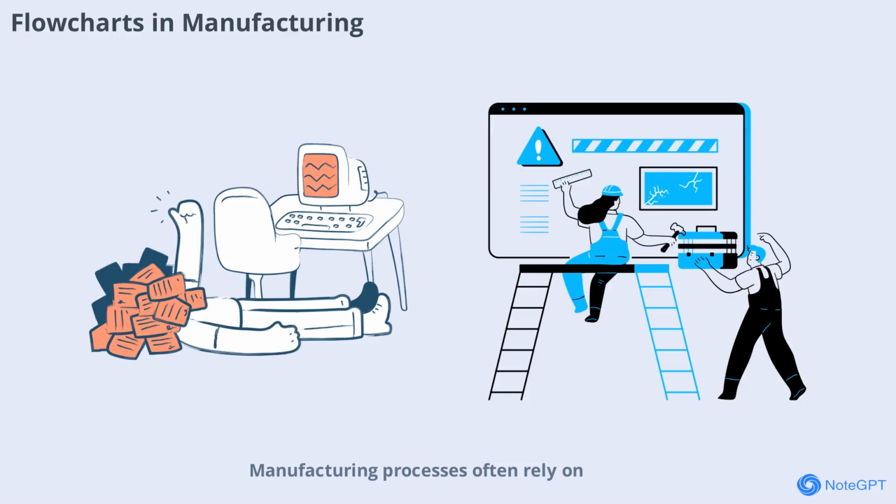Manufacturing processes often rely on flowcharts to ensure efficiency and consistency. By mapping out each step, teams can identify bottlenecks, reduce waste, and improve productivity. Flowcharts also help train new workers and maintain high standards.